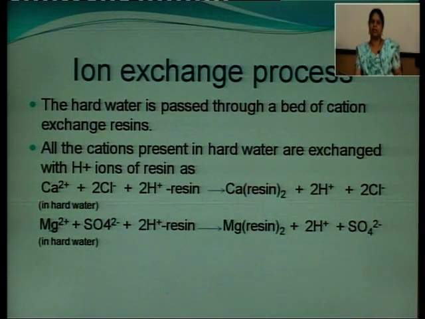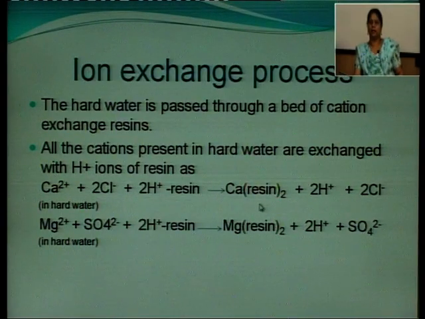Now, these are the equations for cation exchange resin only. Calcium or magnesium ions, which are present in hard water as chloride or sulfate, when they pass through cation exchange resin, the H ions are replaced by the calcium or the magnesium ions, and we get calcium resin or magnesium resin. In water, we now have H ions and the anions, whether chloride or sulfate. This 4 should be a subscript over here, like this.